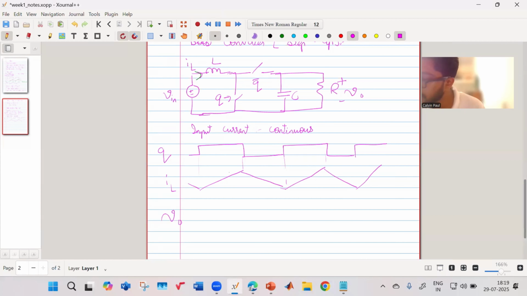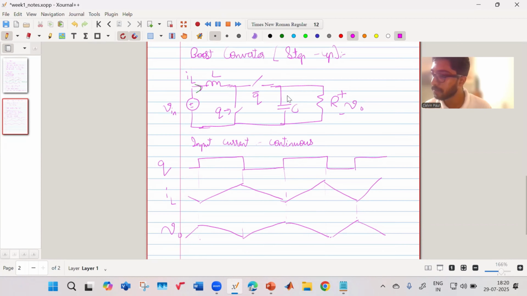Your output voltage, in the case of a boost converter, over here, will fall. And in this case, it will rise. Then it will fall, and then it will rise, and again fall. So in the case of a boost converter, the output voltage pattern is different. In the case of a buck converter, the output voltage pattern is again different. They have different reasons for that because of the circuit configuration.